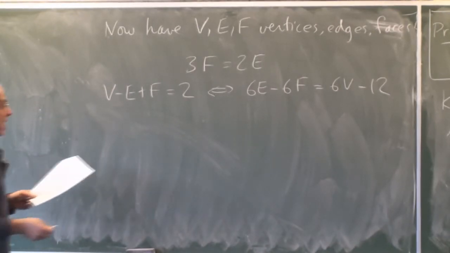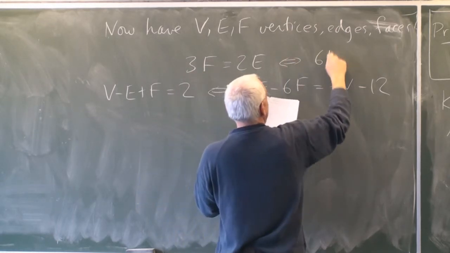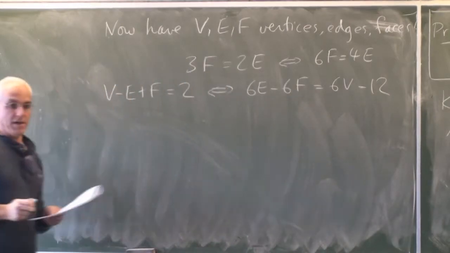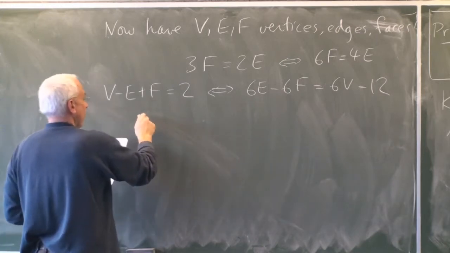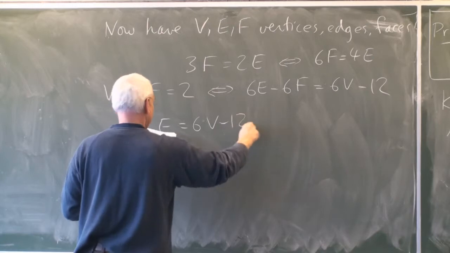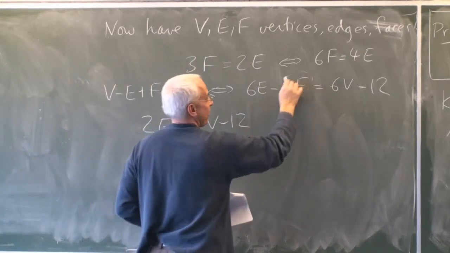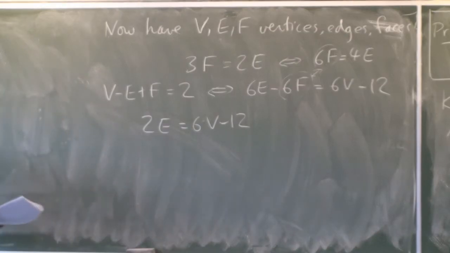And now I'm going to replace, over here, this is the same as saying that 6F is the same as 4E. So I'm going to replace the 6F with 4E. So I get 2E equals 6V minus 12. I replaced the 6F here with the 4E. 2E equals 6V minus 12.